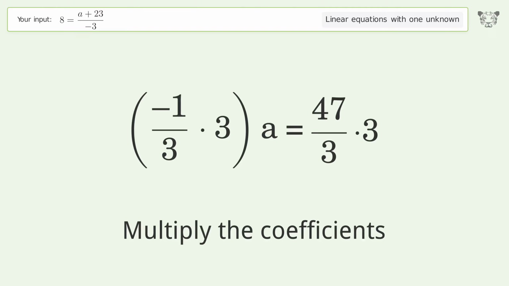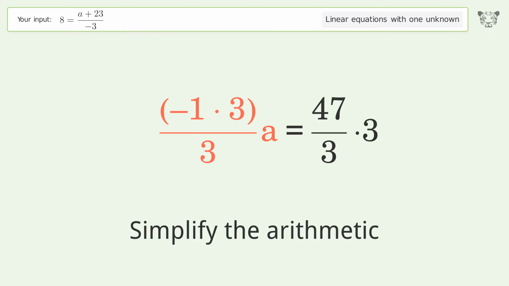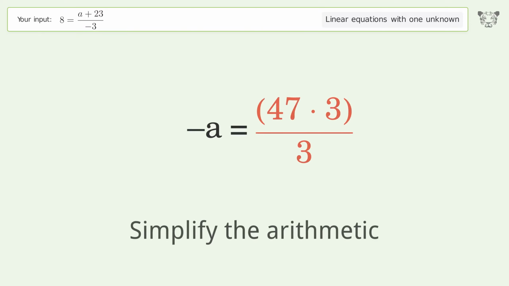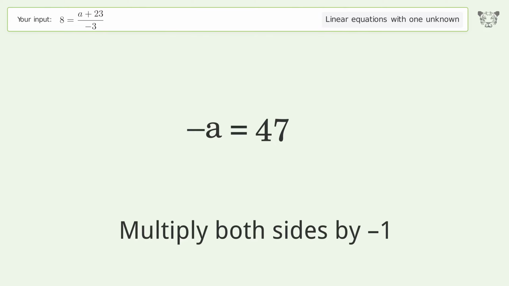Multiply the coefficients. Simplify the arithmetic. Multiply the fractions. Simplify the arithmetic. Convert the a into a positive number. Multiply both sides by -1.